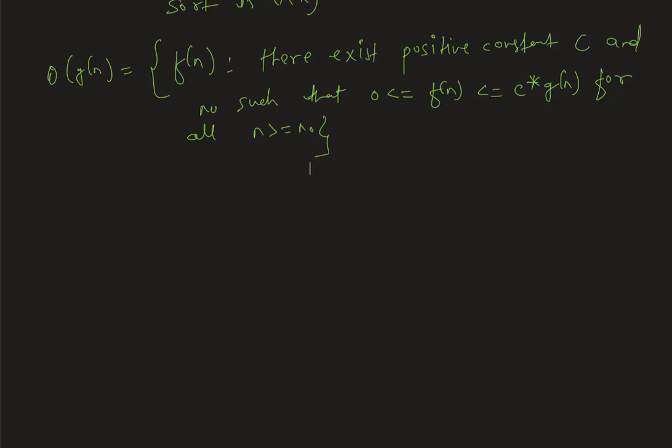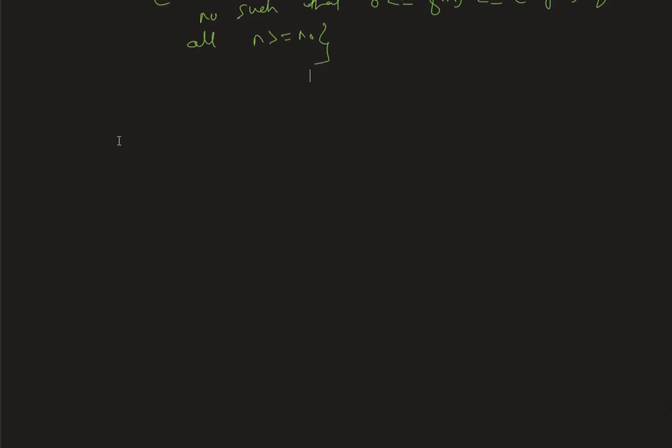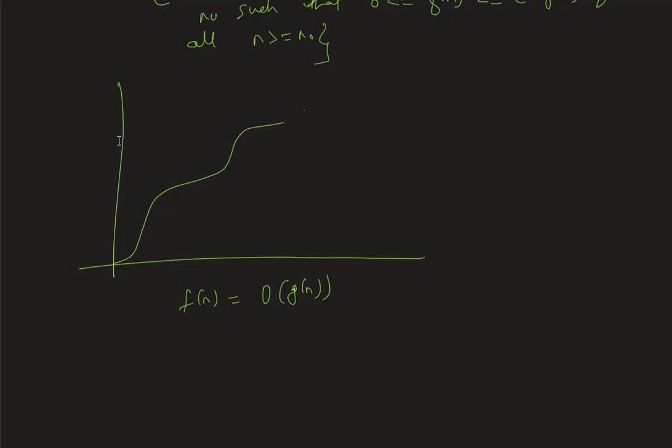We can understand this with the help of graph. Graph of this function is this. Here we have f of n is equal to big O of g of n, means we have c into g of n here and f of n here. So this intersecting point is n naught. So this is big O notation.